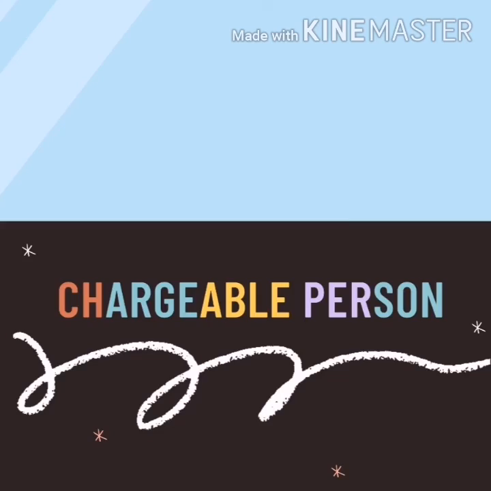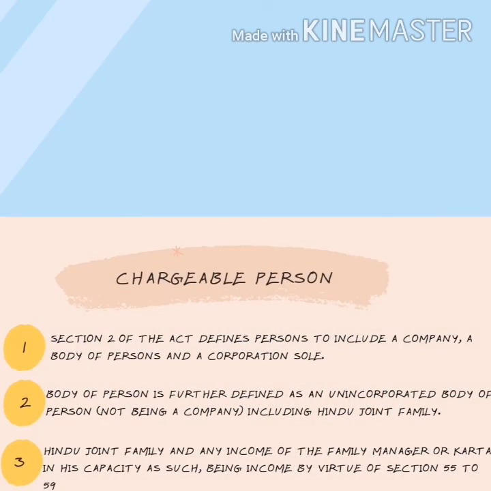Last subtopic, which is chargeable person. What is chargeable person? Section 2 of the Act defines persons to include a company, body of persons, and a corporation sole. And next, body of persons is further defined as an unincorporated body of persons, not being a company, including Hindu joint family.